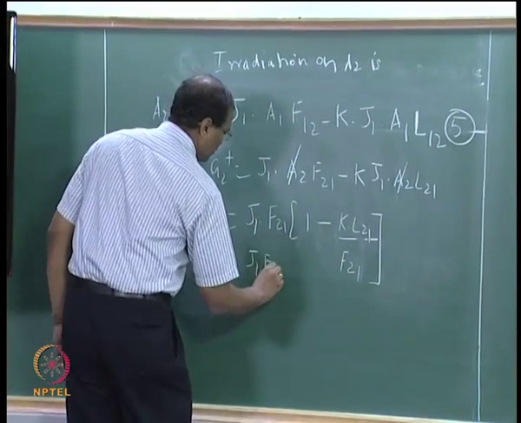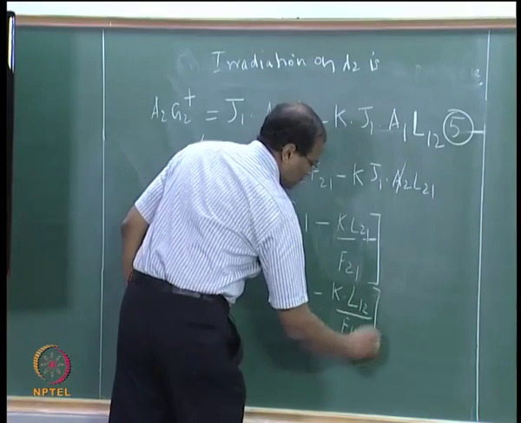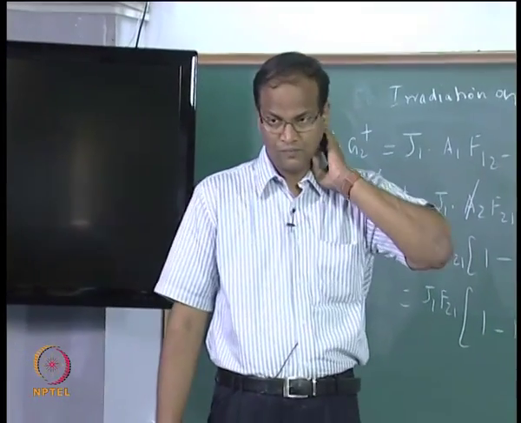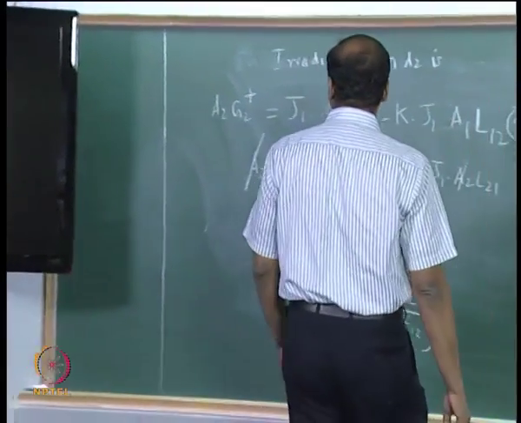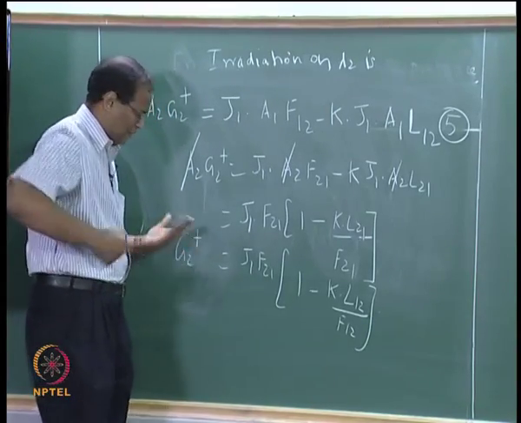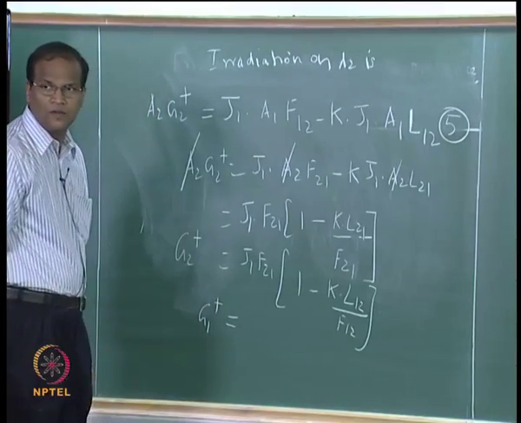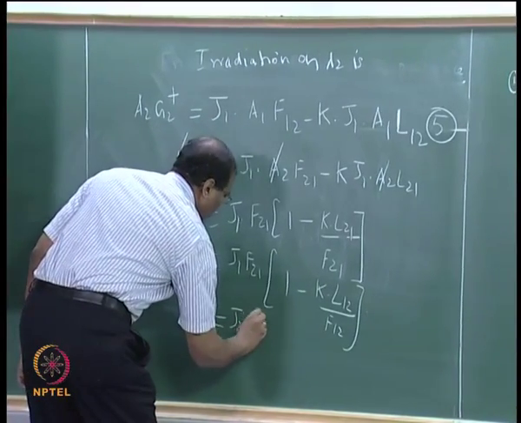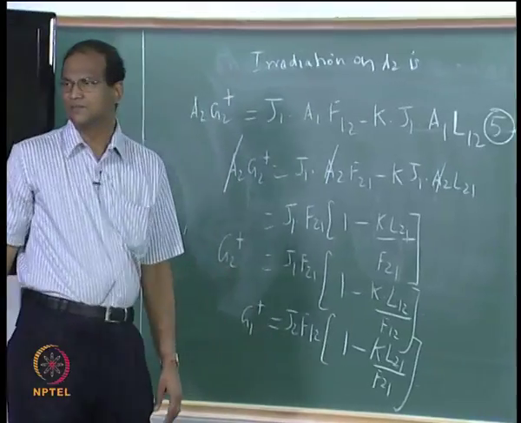It is also equal to L12 by F12, okay. G2 star, by the same token I can write G1 star, right, therefore G1 star will be J2, any of the two things, correct, any of the two things, it will be the same, right.